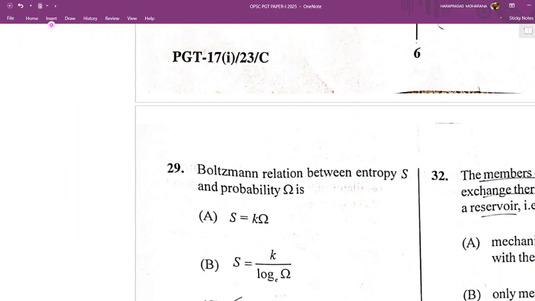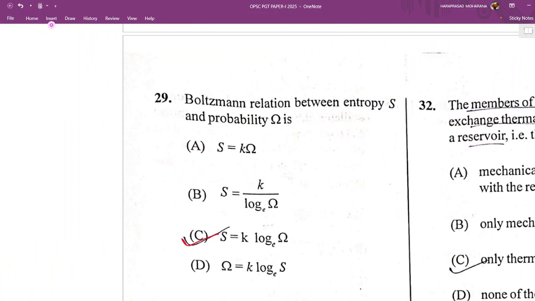Okay, let's come to the 29 number question. The Boltzmann relation between entropy S and probability omega is how much? This is a direct question, so you know the answer. S is equal to k log omega. So this is the correct answer, option number C.